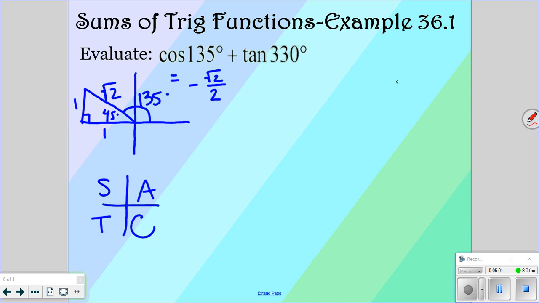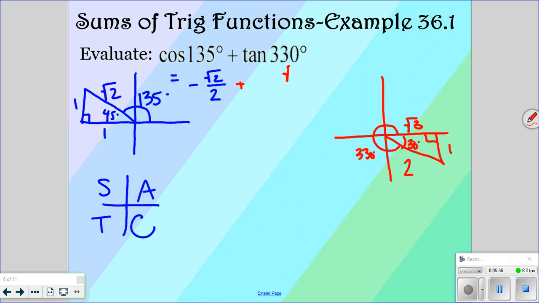And then we have to do the same thing for tangent of 330. So 330 degrees is going to push you around into the fourth quadrant here. And so this is 330. The rest of this is going to be 30 degrees. And then this will be our square root of 3, our 1, and our 2. And the tangent of 30 degrees is 1 over square root of 3, which is the same thing as square root of 3 over 3, if you rationalize it.